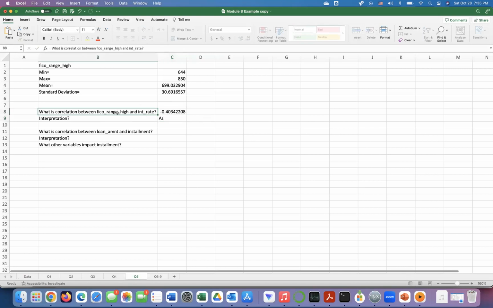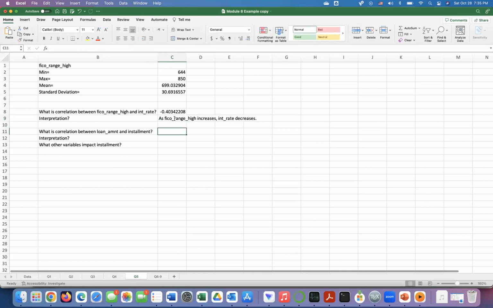As I'll copy and paste this. FICO range high increases because as your credit score increases, banks are going to charge you lower interest rate because they trust you. INT underscore rates decreases because banks trust you. And with higher credit scores, you're going to get lower interest rates.